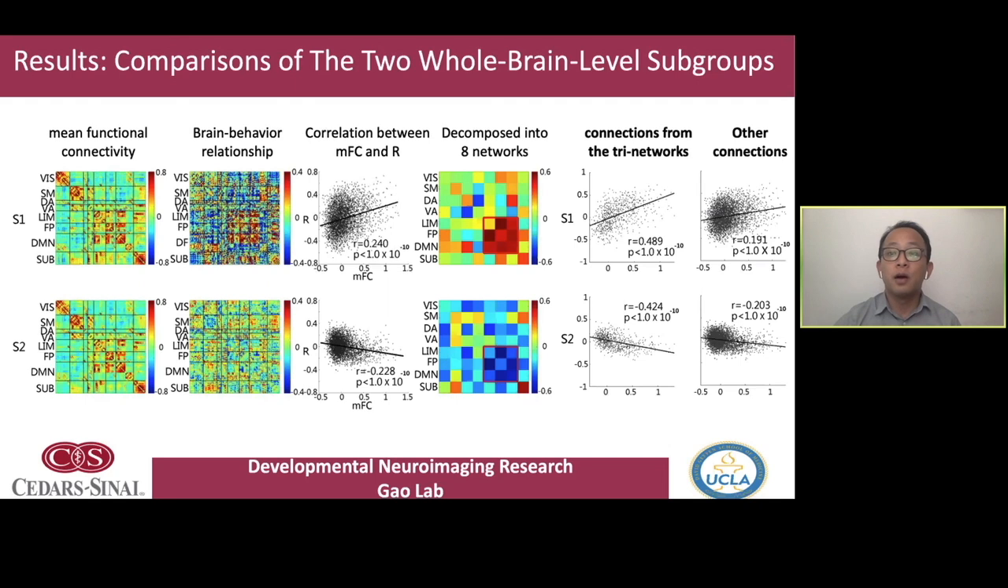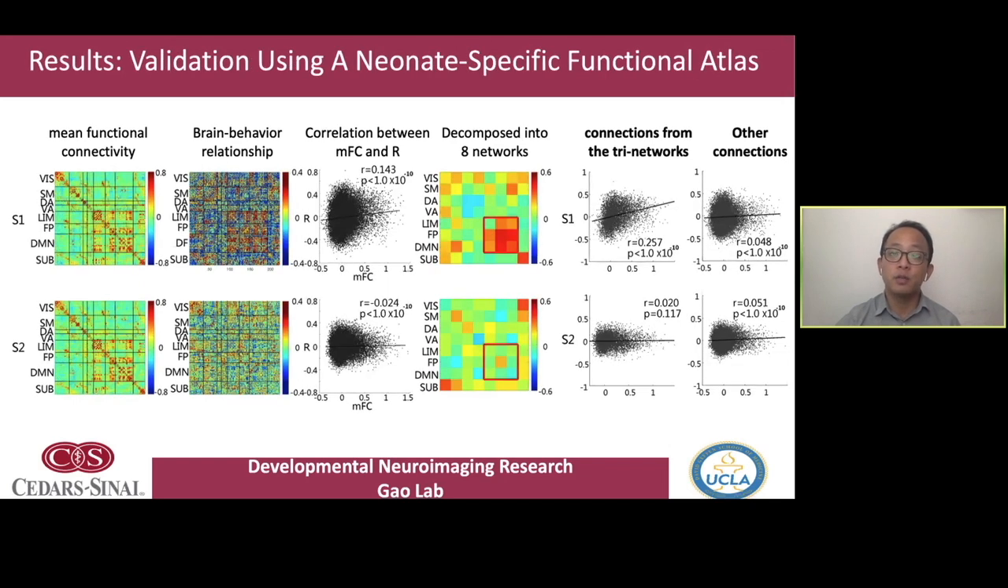So we further grouped the whole brain connections into 2 sets, one for these 3 networks, the other for the others. You can see the positive correlation of the dominant 3 networks is still strong for S1. This could be the explanation for higher 4-year IQ in S1, because their brain behavior relationships were consistent with the perinatal functional connectivity growth directions, but S2's were not, which has lower 4-year IQ. Based on the same S1 and S2 membership, we further examined similar results using a neonate specific functional atlas. This validated our findings.